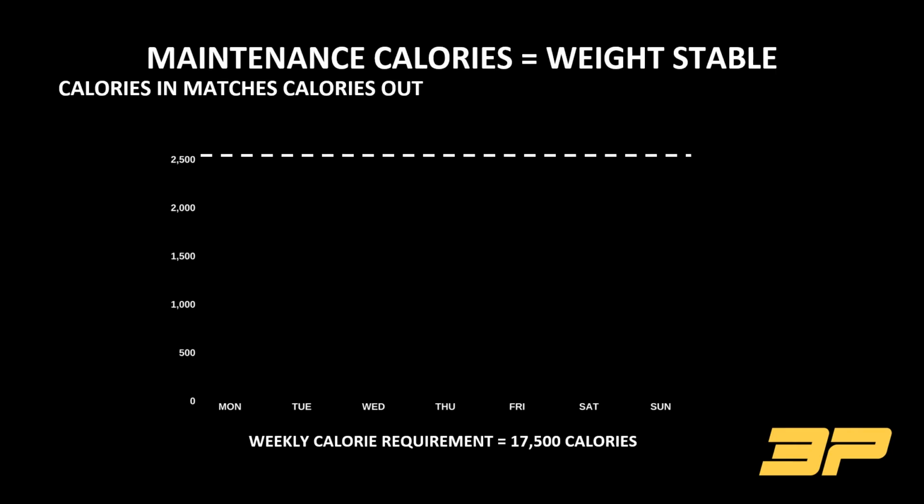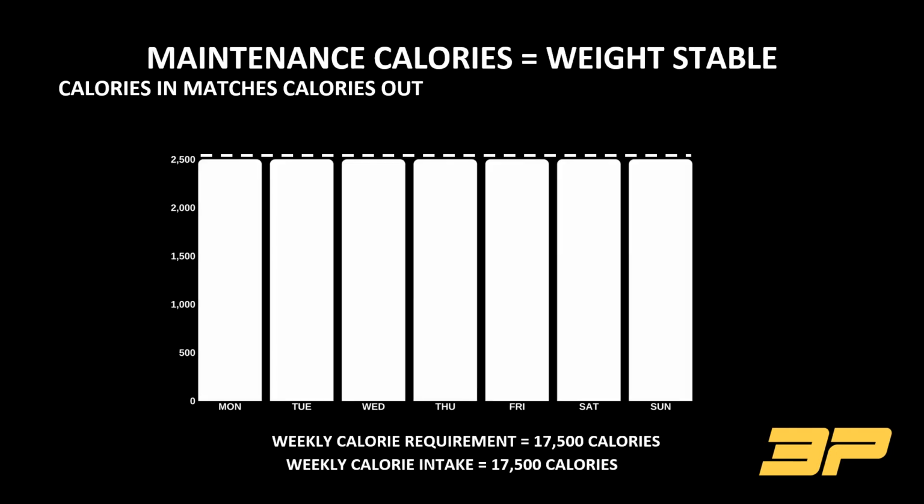Now, looking at this chart, the dotted line that you can see at the top is the amount of calories this person needs each day in order to maintain their weight. So that's 2,500 calories a day, or a total of 17,500 calories per week. So if this person eats 2,500 calories a day, then they will remain roughly the same weight as their calorie intake has matched their calorie expenditure for that week and that day too. So maintenance calories is when calories in matches calories out, and this results in us being weight stable.